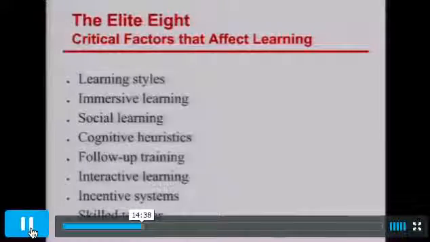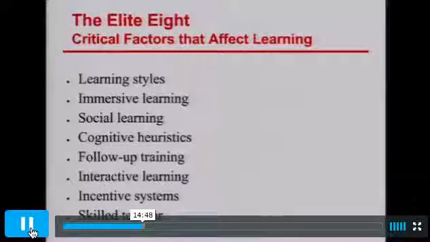So, there are eight things that interactive video allows us to do, and we're going to do a little contest as a way of thinking about these things. Sorry, let me stay in the lights there. The critical factors that define interactive learning and make it effective: learning styles, immersive learning, social learning, cognitive heuristics, follow-up training, interactive learning, incentive system, and a skilled teacher.